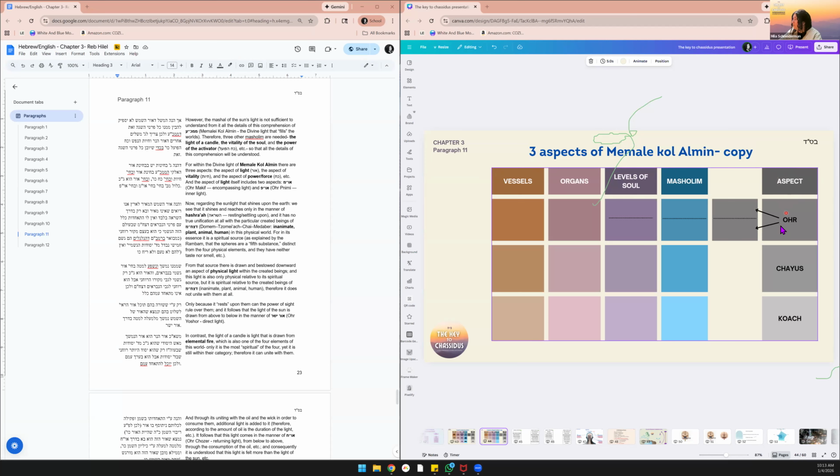Anyway, so in the 3 aspects of Mamalikul Almin, right, we have right here, we created a table, right? So we have Or, we have Chayus, and then we have Koach.